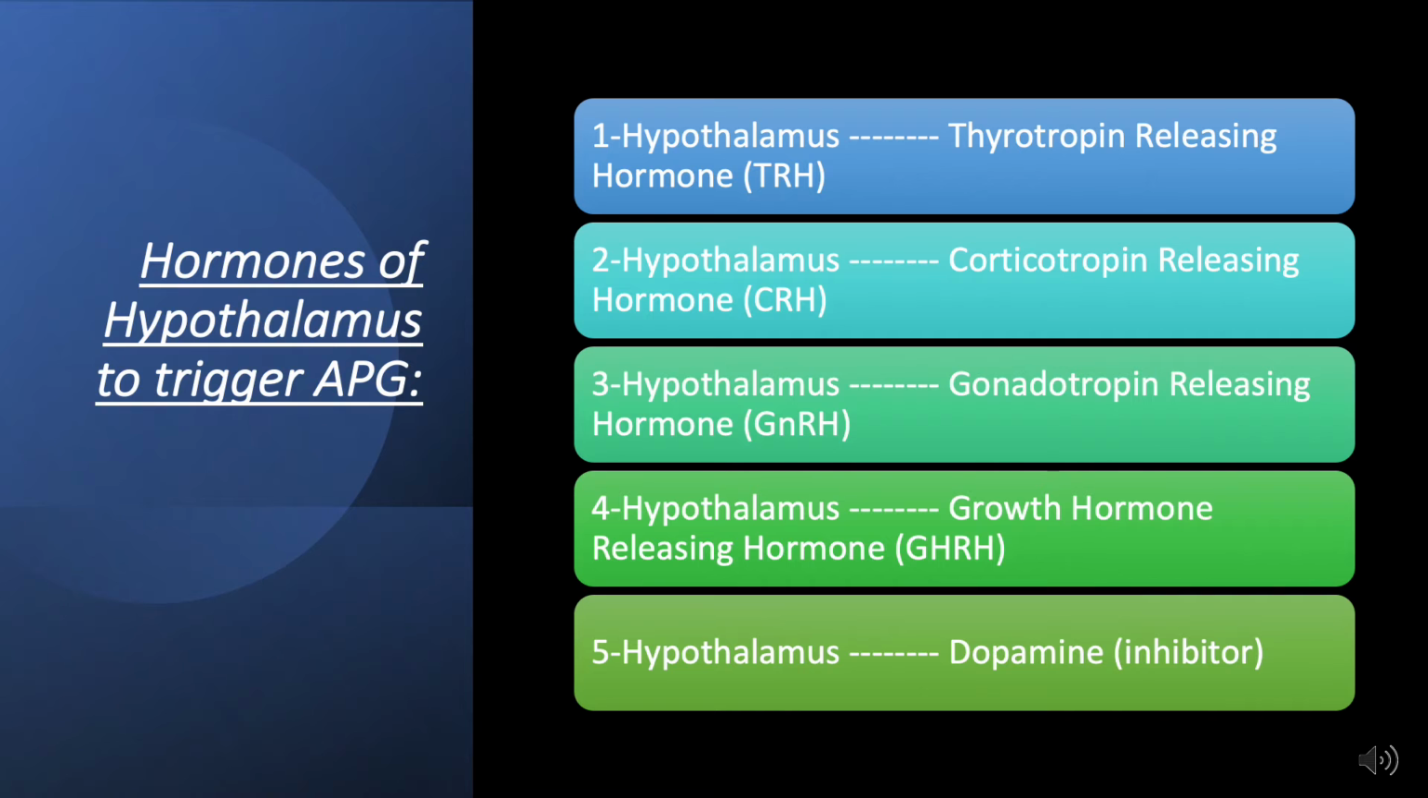Hormones of the hypothalamus that trigger the anterior pituitary gland. The hypothalamus releases thyrotropin-releasing hormone, TRH. The hypothalamus releases corticotropin-releasing hormone, CRH. The hypothalamus releases gonadotropin-releasing hormone, GnRH. The hypothalamus releases growth hormone-releasing hormone, GHRH. The hypothalamus releases dopamine inhibitor.